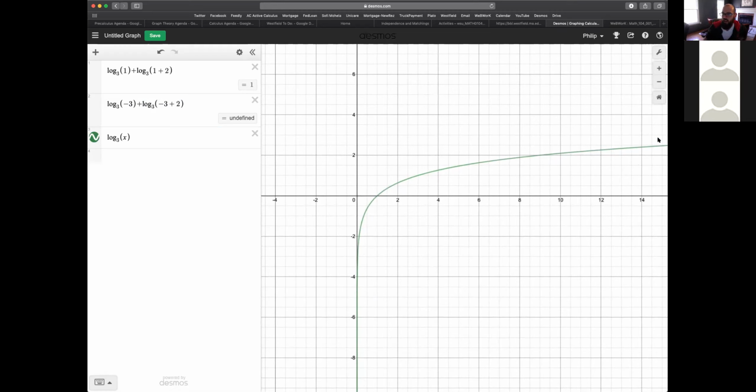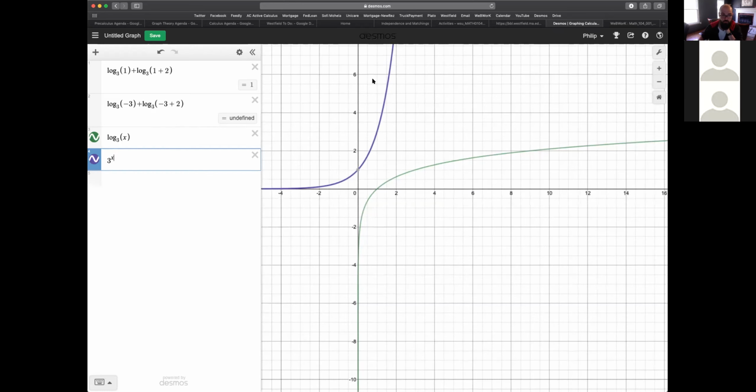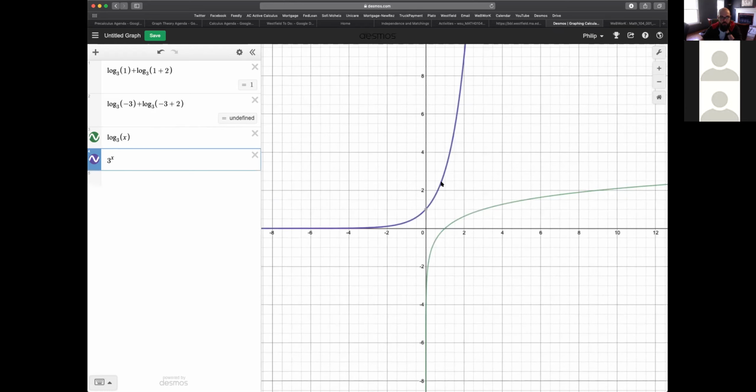So why is that? Why would we only have positive numbers for the domain of a logarithm? Well, one way to think about this is as an inverse function. If we look at this function 3 to the x, this scoops up like this.